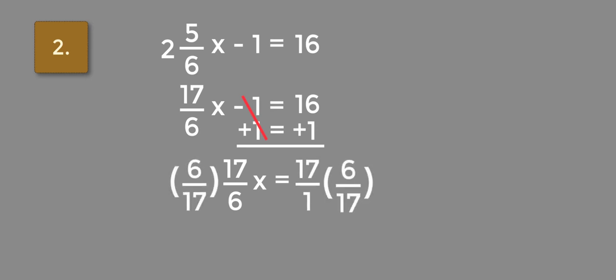Multiply both sides by 6/17. The reciprocal is 17/6. The 17s cancel, and we're left with the same answer we had for the first problem. X equals 6.